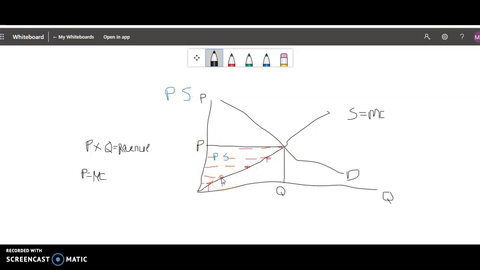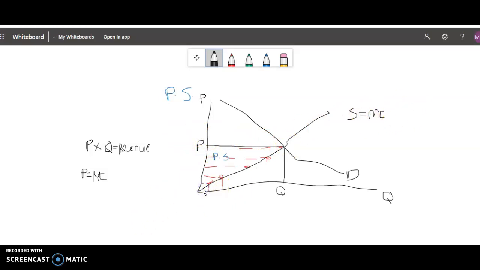What I want you to think is, go back to the definition of the producer surplus. The definition of the producer surplus is the difference between what producers are willing to accept, and that's the bottom of the supply curve here, so this is the lowest price that theoretically they would accept to sell this good, and the price they actually receive. Another way of thinking about it is it's the difference between the price they receive in the market and the marginal cost of producing their product.